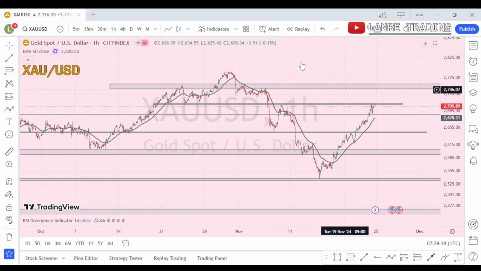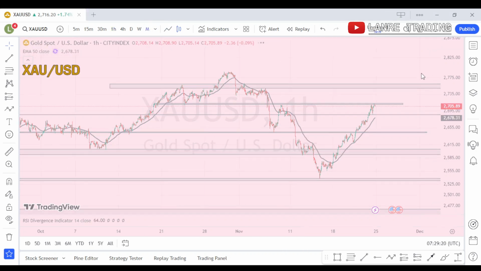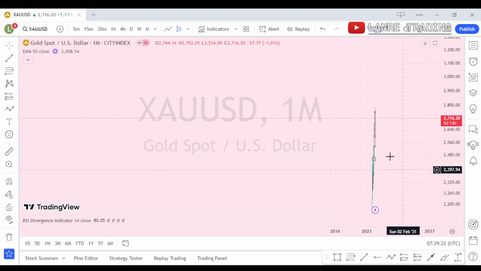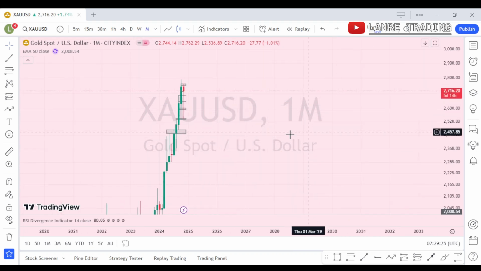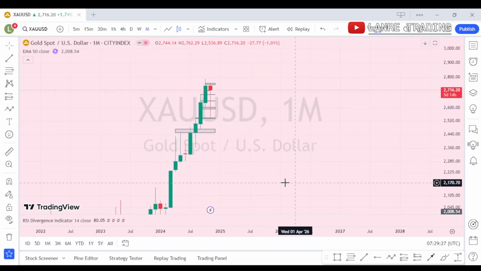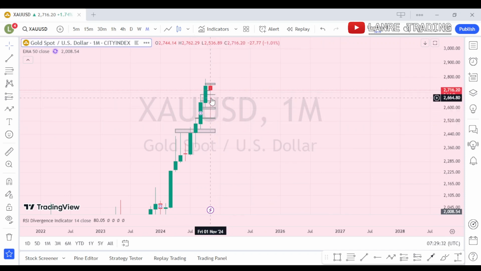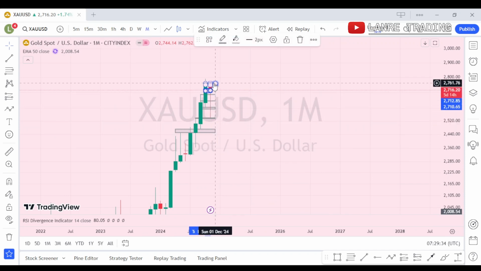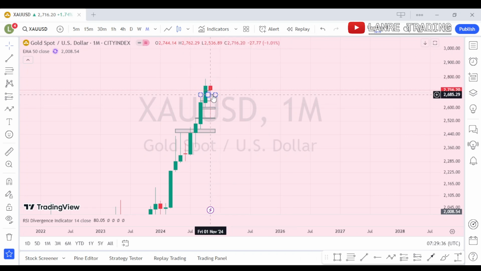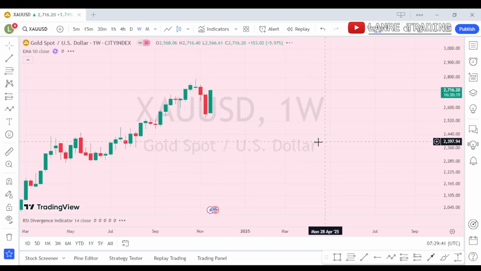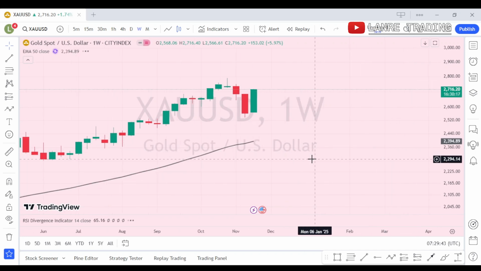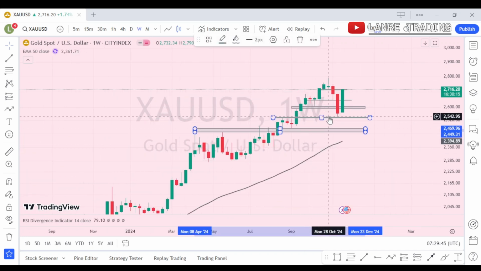For Gold Spot USD, I'm on the monthly time frame. Let me delete all these lines so I can start all over again to share with you how this basic analysis is being done.